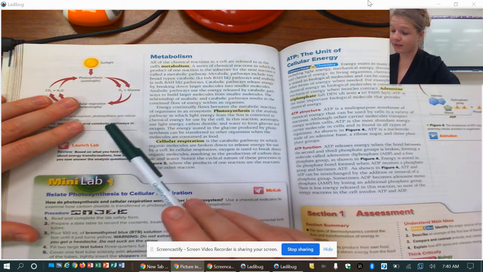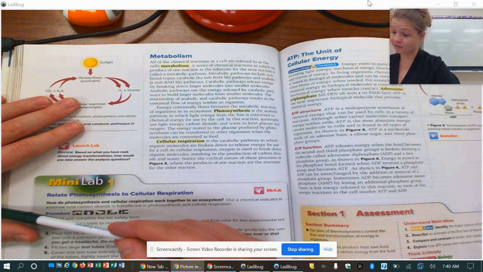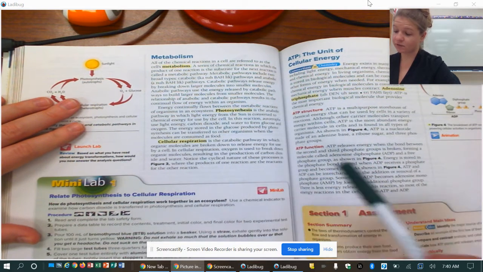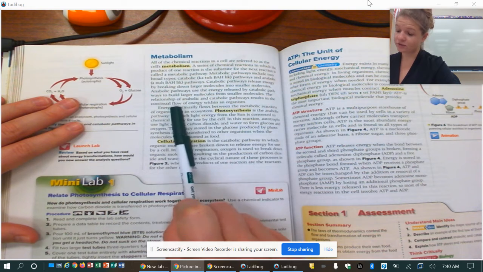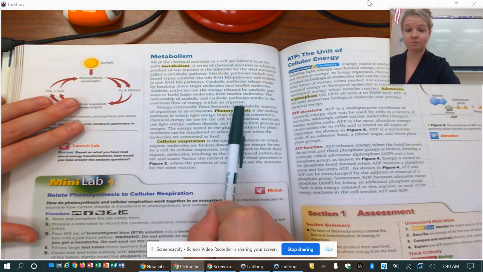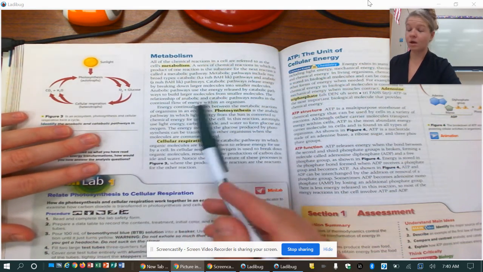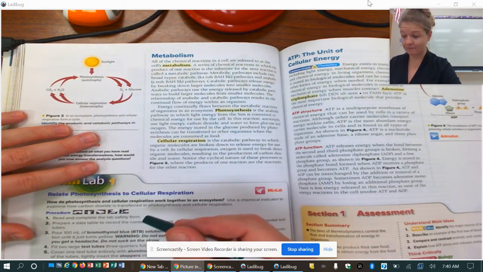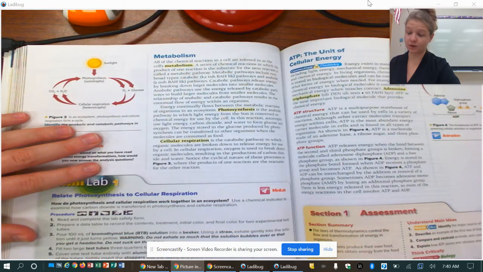Catabolic pathways release energy by breaking down larger molecules into smaller molecules. Anabolic pathways use the energy released by catabolic pathways to build larger molecules from smaller molecules. The relationship of anabolic and catabolic pathways result in the continual flow of energy within an organism. All right, that was a lot to say. Let's see how we were able to break that down.